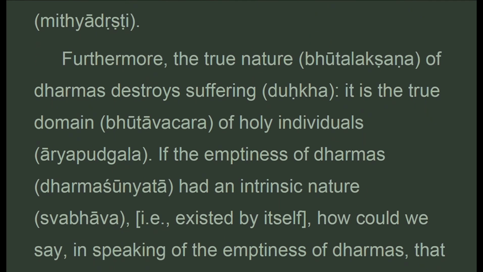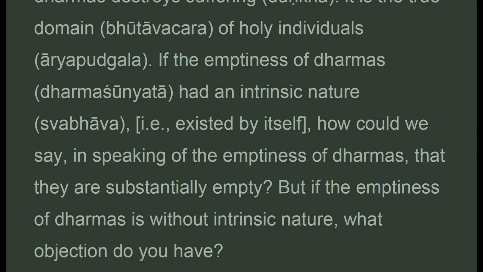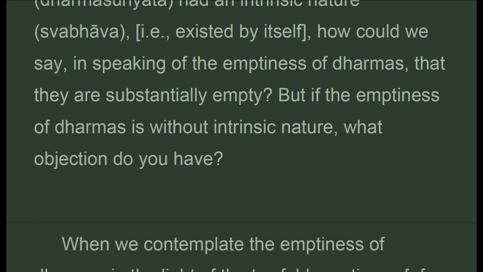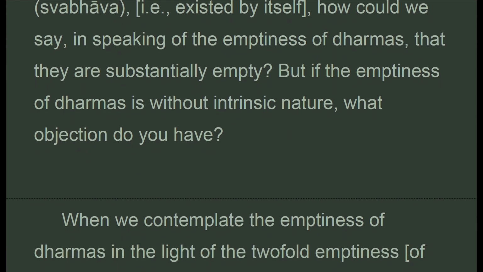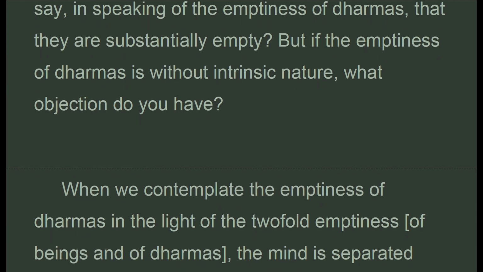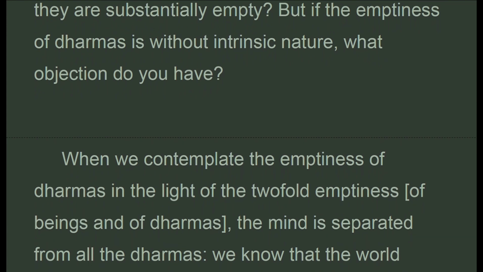If the emptiness of dharmas had an intrinsic nature, i.e. existed by itself, how could we say, in speaking of the emptiness of dharmas, that they are substantially empty? But if the emptiness of dharmas is without intrinsic nature, what objection do you have?